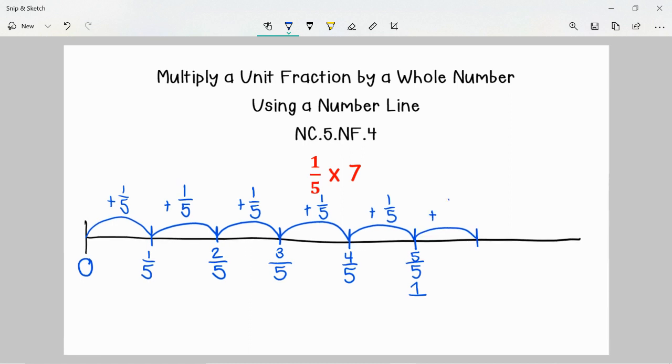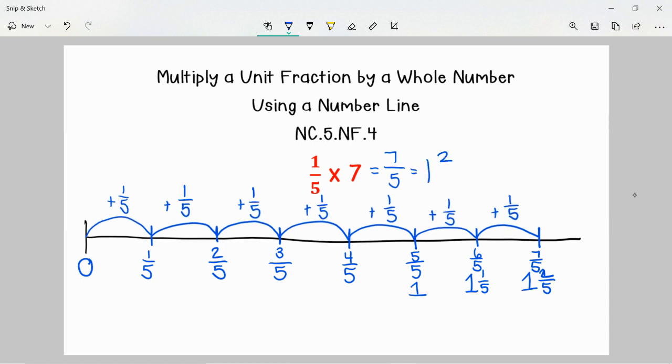Here's 1/5 again, and that would be 5/5 plus 1/5 would be 6/5, or we could say that's 1 and 1/5. And now to jump our final 1/5. I know 6/5 plus 1/5 would be 7/5. Or another way I could say that is 1/5 more than 1 and 1/5 would be 1 and 2/5. And so here we can see that 1/5 times 7 is equal to 7/5, or 1 and 2/5.